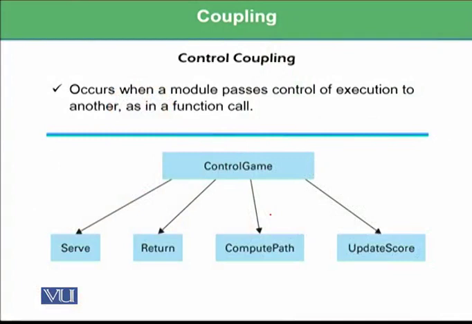So there are different types of couplings. One coupling is known as control coupling. This occurs when a module passes control of execution to another, as in a function call. Such a coupling is known as control coupling.